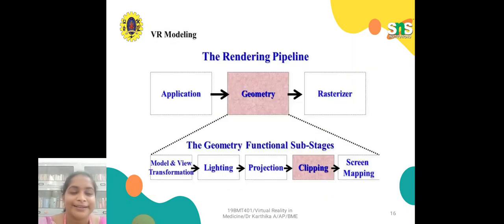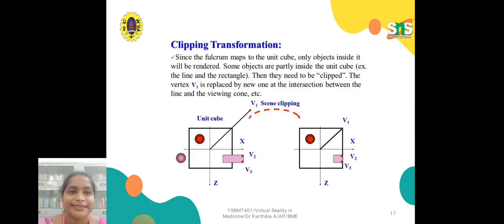Okay, next one is clipping. In geometry, we have model and view transformation, lighting, projection, and the fourth one is clipping. Clipping transformation, see the unit cube and scene clipping. The vertex V1 is replaced by a new one at the intersection between the line and the viewing cone.